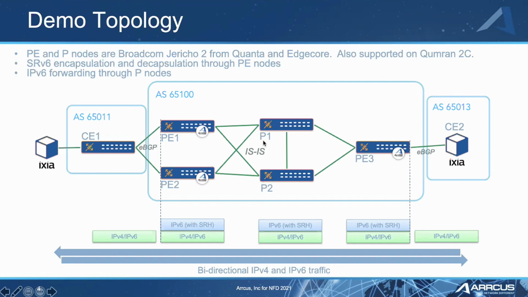You'll also notice that P1 and P2 are IPv6 only nodes that are just transiting IPv6 packets for SRv6. And you can see here as well that we're sending bidirectional in these VPNs, V4 and V6 traffic that is carried over this core with an IPv6 header with an SRH in most cases to bring it to the correct VRF and correct table on the egress. You can see the AS numbers as well. That might be useful for reference as we go through the demo.